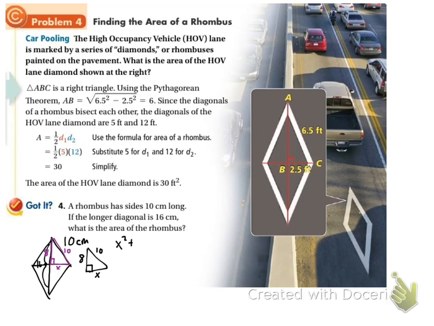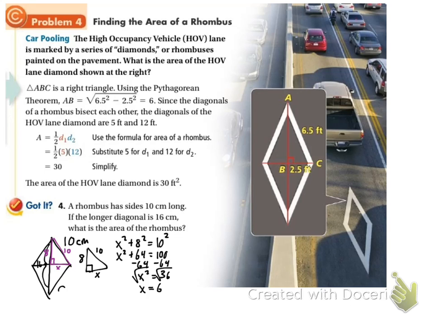So I'm going to use the Pythagorean theorem. x squared plus 8 squared equals 10 squared. So x squared plus 64 equals 100. Subtract 64. x squared is equal to 36. And if we square root, we get that x is equal to 6. So this little piece here, right there, is 6.